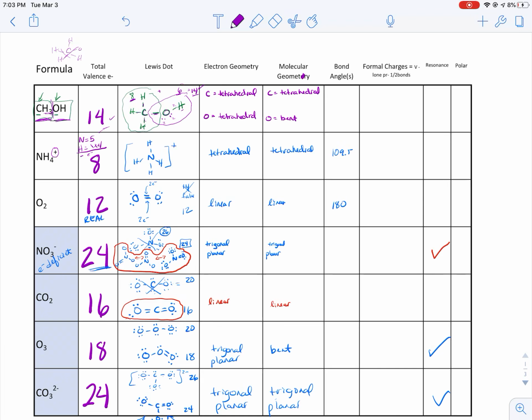And the oxygen is also tetrahedral when we're talking about the electron geometry. Remember, that's like the family geometry. It just means that he has 4 regions of electrons that are filled up. And then for the molecular geometry right here, our carbon is tetrahedral, but our oxygen is bent.